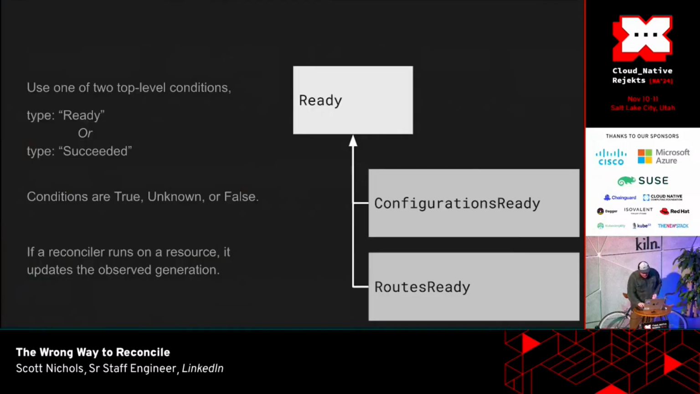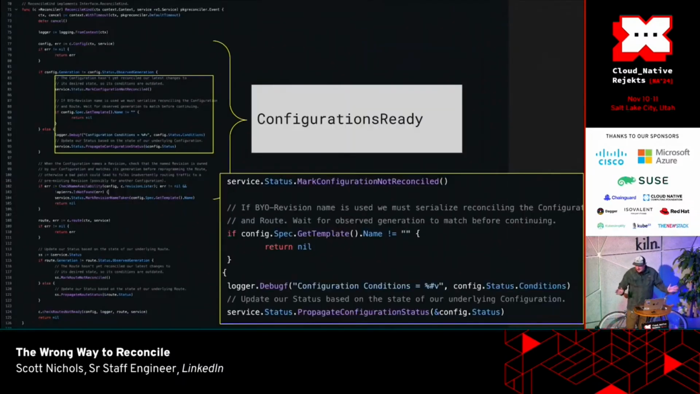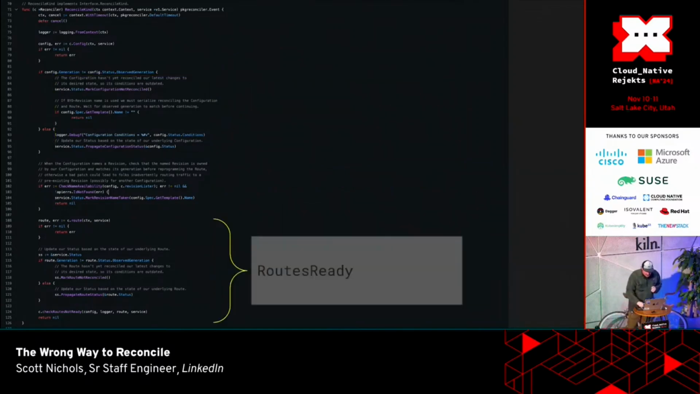I should say one other thing. Conditions can be true, unknown, or false. True means that whatever that condition represents, it's good. Everything's fine. Unknown means I'm working on it. Maybe I actually have a slide. And false means, I do have a slide. It's coming next, so ignore me.